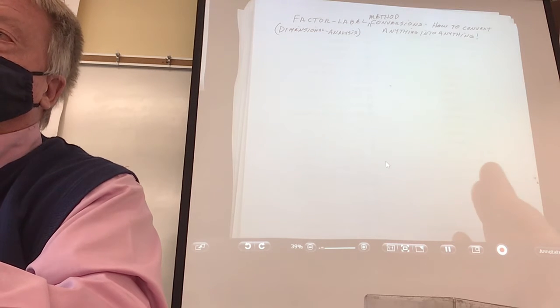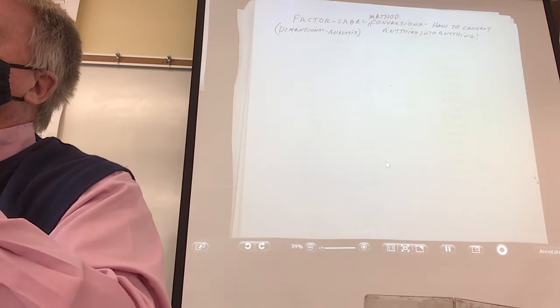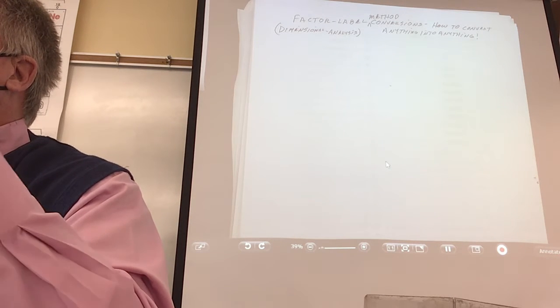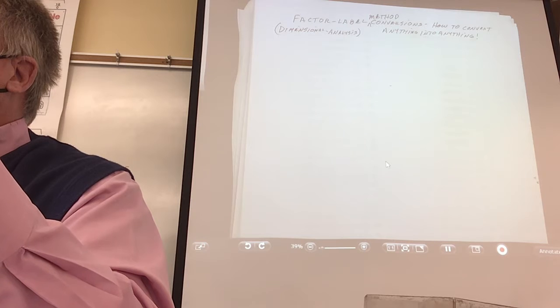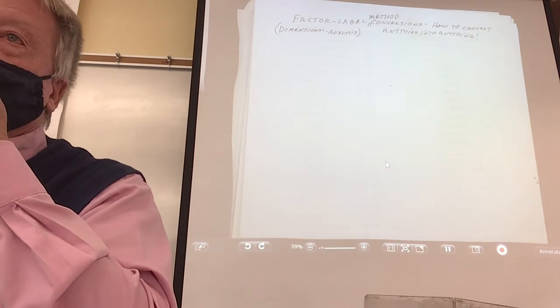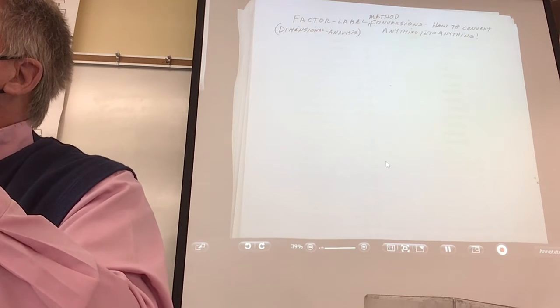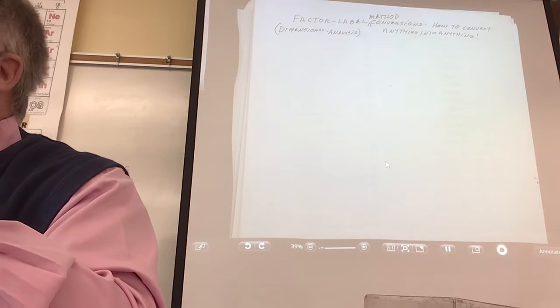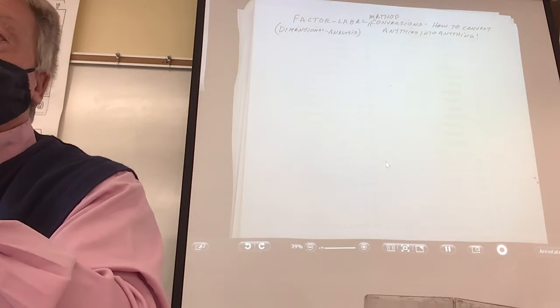This will do stair step, but it also will do English to metric. I could change euros to dollar bills. Anything that can be converted, you can convert with this method. Okay? I want you to know how it works. If you know how it works, you'll always remember how to use it, okay?